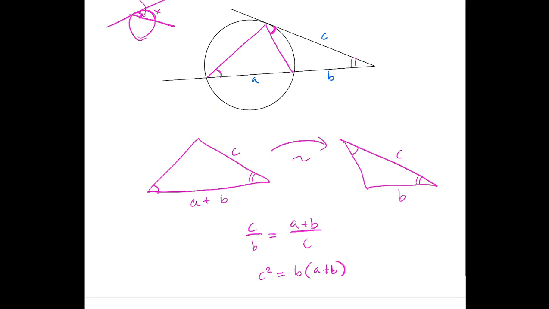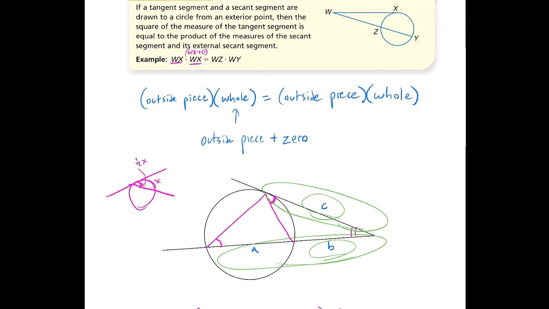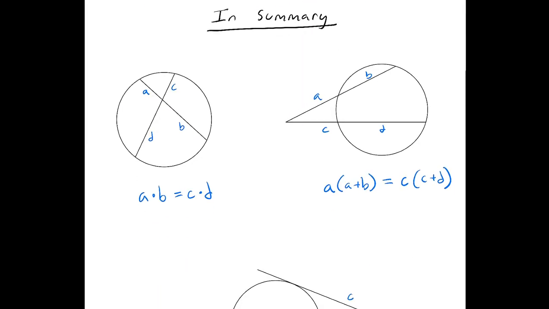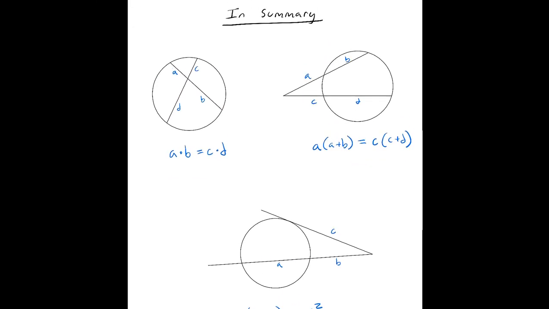Or in other words, I'm going to use a different color, piece plus whole, so c times itself is equal to b times the whole a plus b. So it's really the same thing as before. So outside piece times whole, except here the whole is the outside piece plus 0, or just the outside piece again. All right, so just to summarize, here's our 3 shortcuts in one screen, okay?